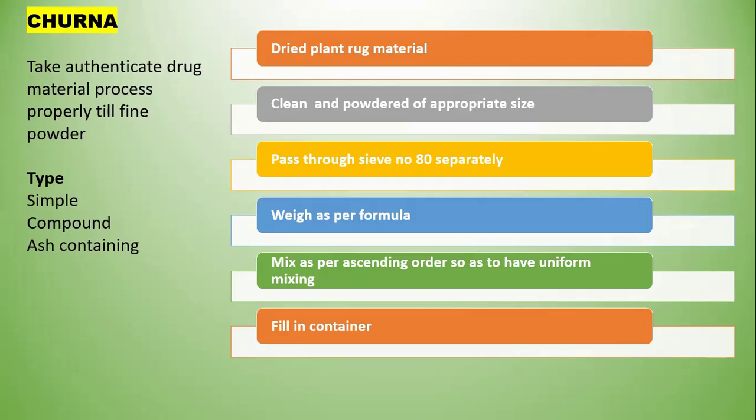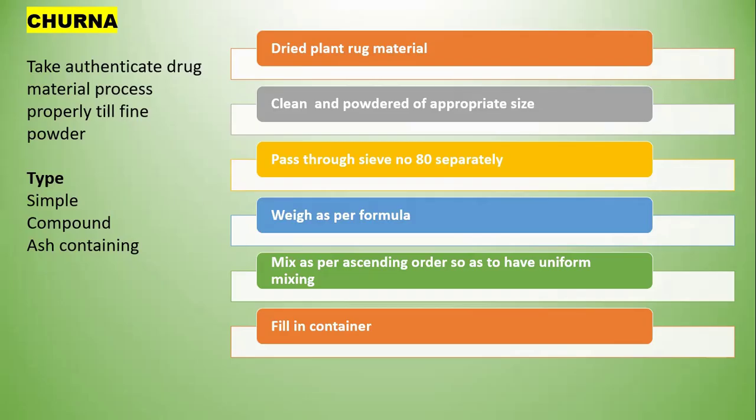We take all the drugs, clean them, and powder them to an appropriate size, meaning we pass the drug material through a particular sieve number. Mostly sieve number 80 is used for churna powder. Pass each separately through sieve number 80, then weigh as per the formula, mix in ascending order to have uniform mixing, and finally fill in a container. This is a simple method of preparation of churna.